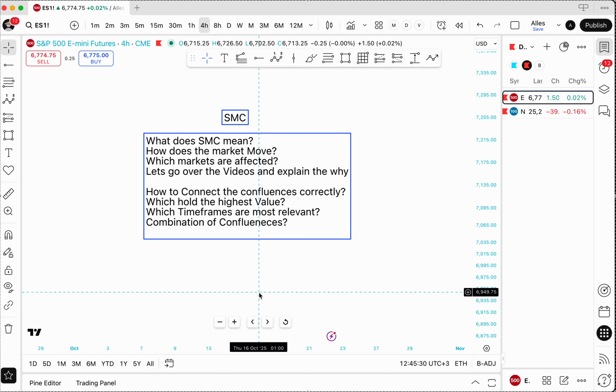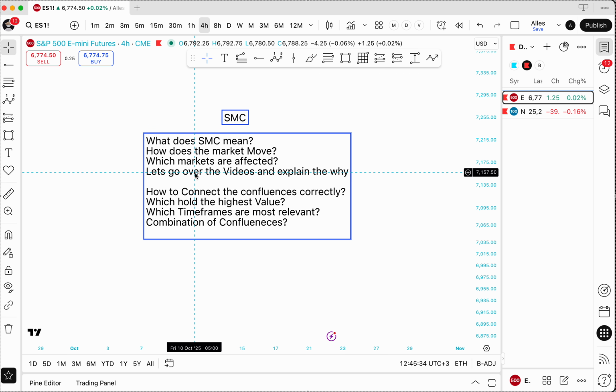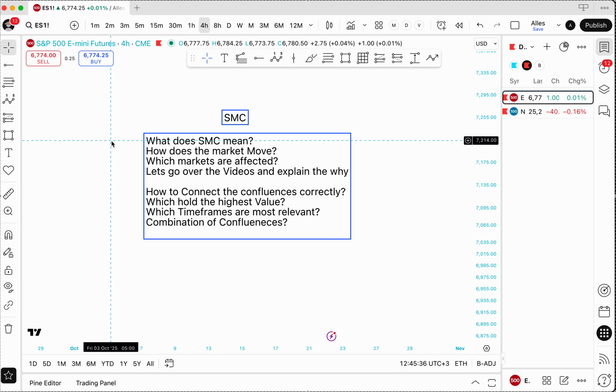So, whatever, let's focus on what we explained today. We're explaining about those four questions. So, what does SMC mean? SMC means smart money concept. So, the strategy, the big part of SMC is to trade with smart money.